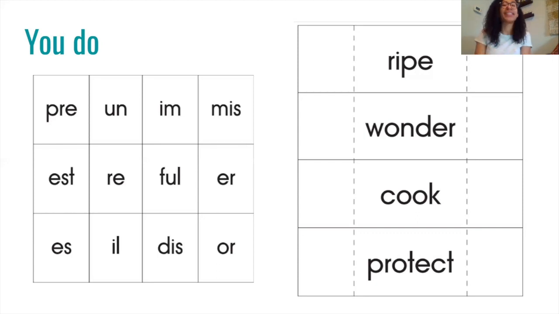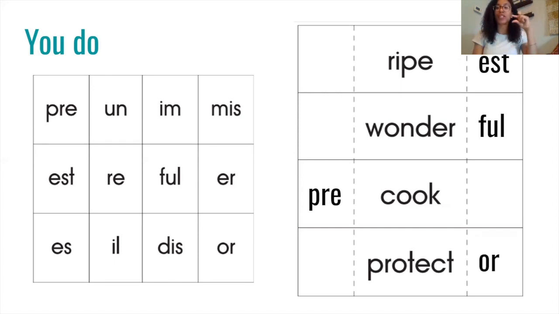Welcome back. Let's go over the answers. I'm not going to go over what you should have written down, but I will go over what the new words should be. All right. For the base word ripe, we have ripest. For the word wonder, we have wonderful. Cook is pre-cook. You probably heard that one before. And protect, a protector is someone who protects.